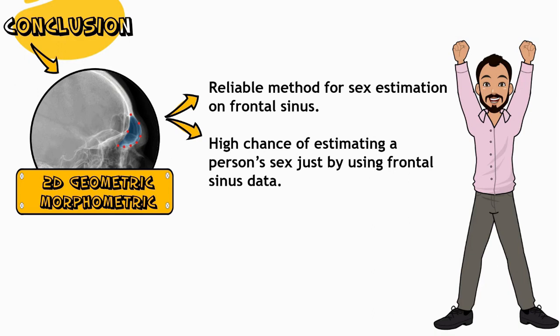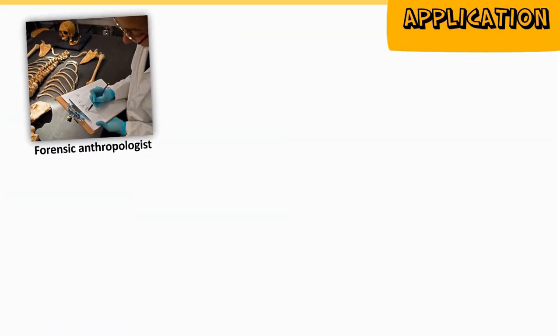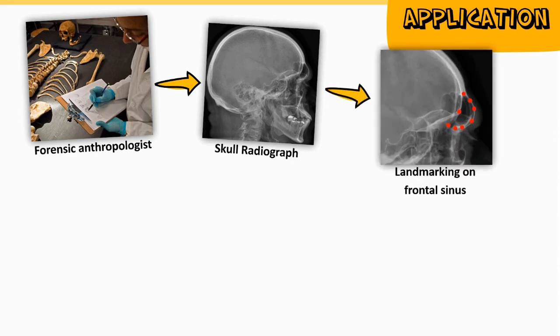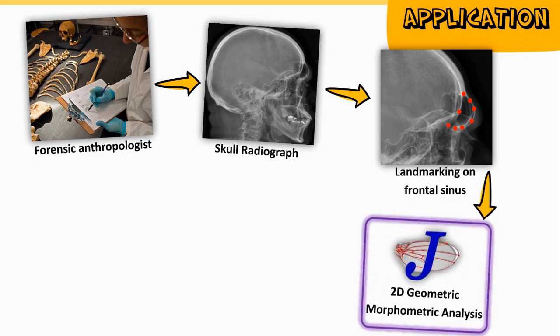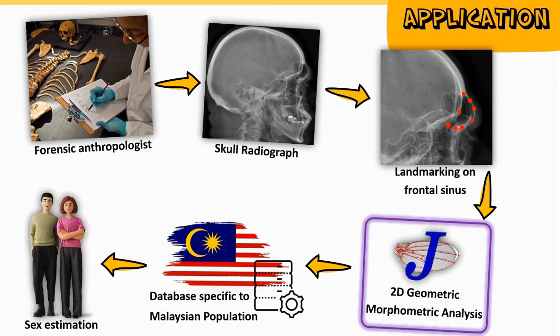So now, we have a high chance of estimating a person's sex just by using frontal sinus data. Practically, whenever the forensic anthropologist discovers skeletal remains, they can x-ray the frontal sinus of the deceased to get a 2D model of the bone, which is a radiograph. Then, perform 2D geometric morphometric by applying 8 landmarks, analyze its morphology using Morpho-J software, and compare the findings with the existing database, which then allows us to estimate the sex of the deceased.